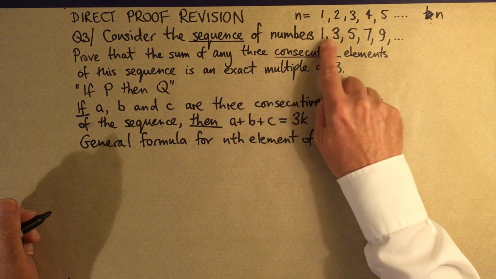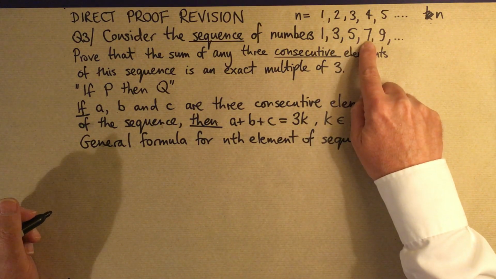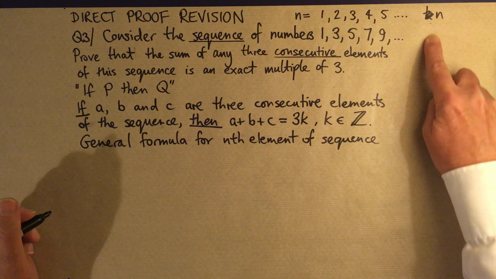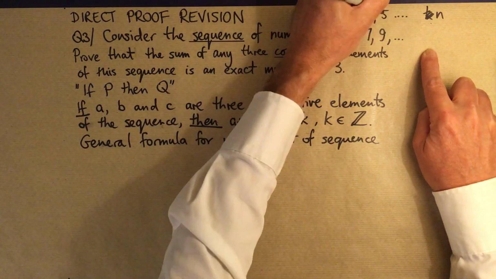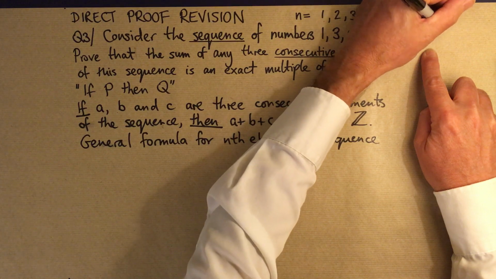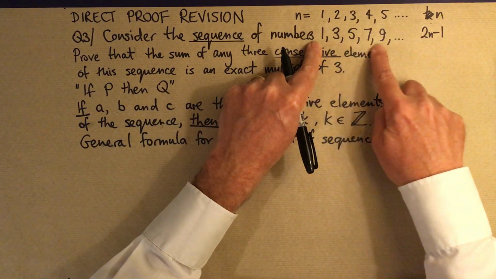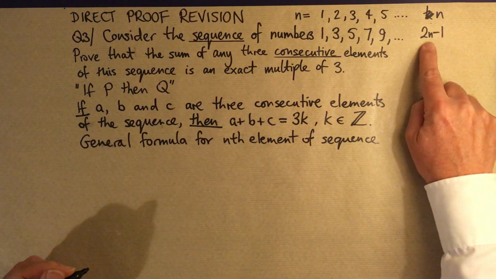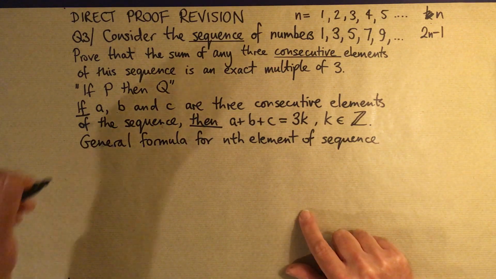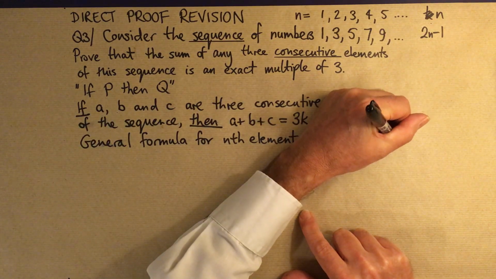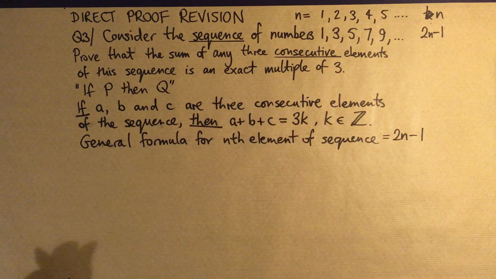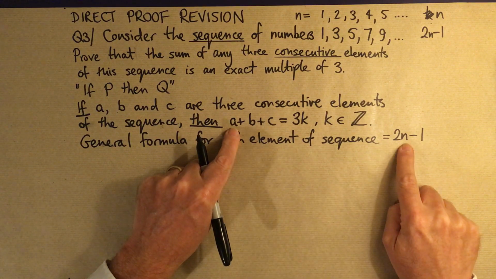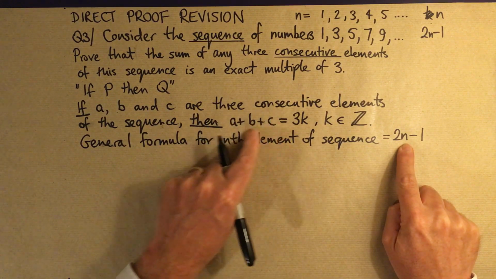Okay, so the first element is 1, the second is 3, the third is 5, the fourth is 7, the fifth is 9. What formula can I use for the nth element? Well, by inspection, it's going to be 2n minus 1. That will work for all of these values. So take the value 4, 2 times 4, that's 8, minus 1 is 7. So the nth element is going to be equal to 2n minus 1. Great.